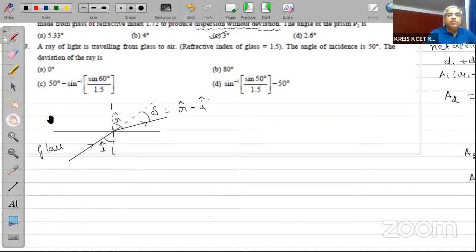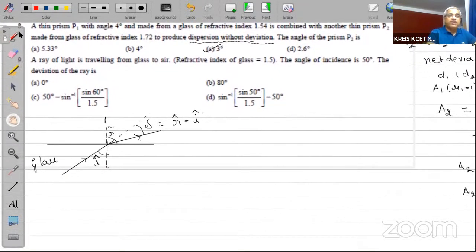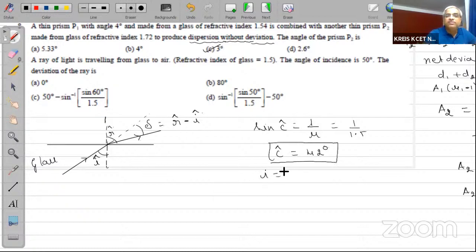The refractive index given here is 1.5. First we must find the critical angle. The critical angle is given by 1 by mu, so 1 by 1.5. You will find that the critical angle is equal to 42 degree. And the angle of incidence, 50 degree, is greater than the critical angle, and therefore you will actually have a total internal reflection.